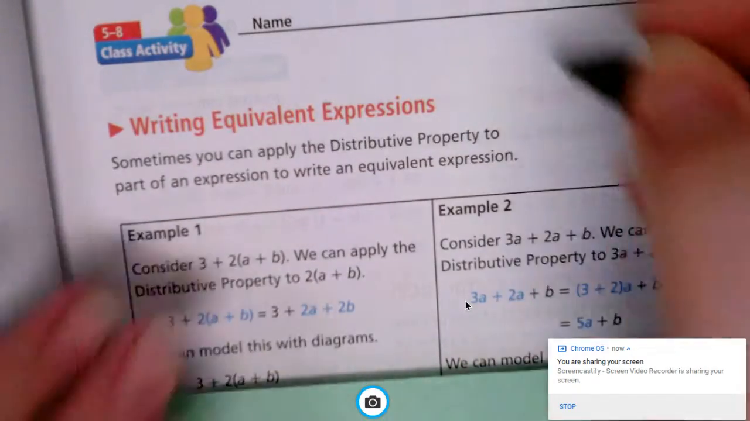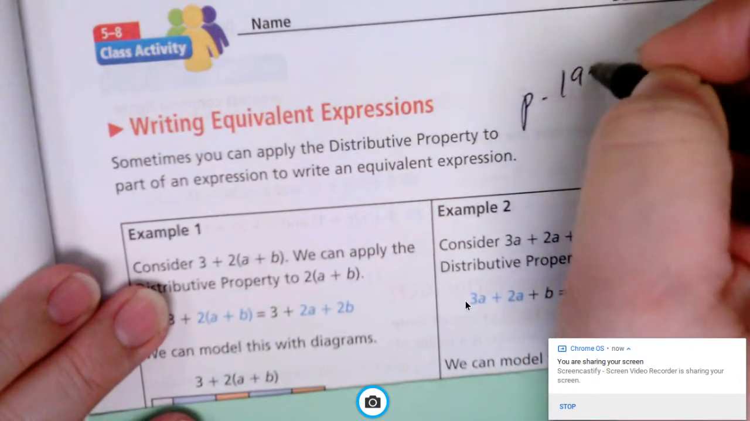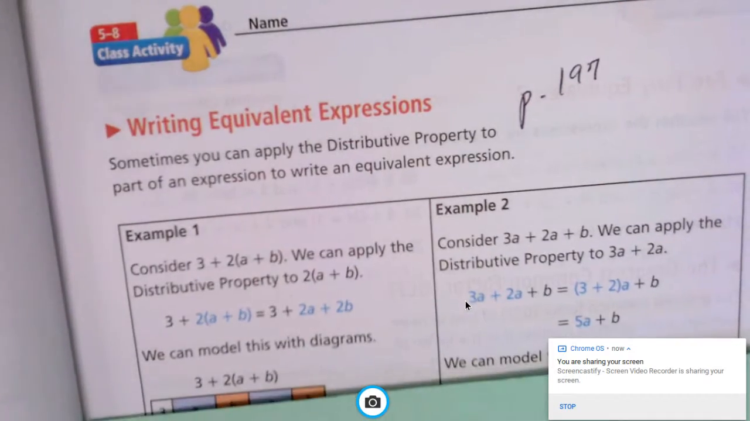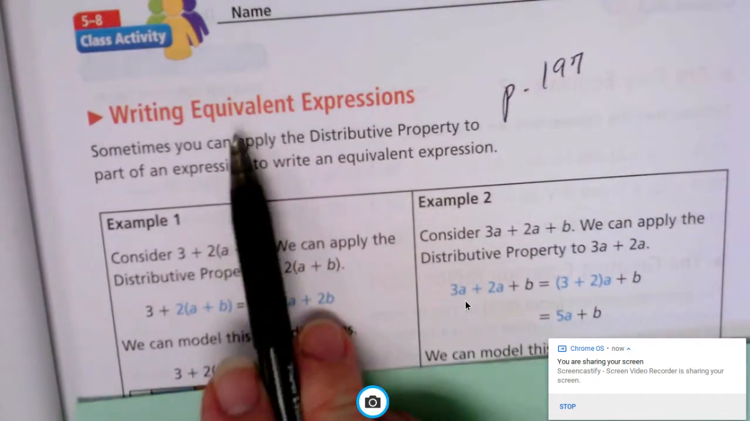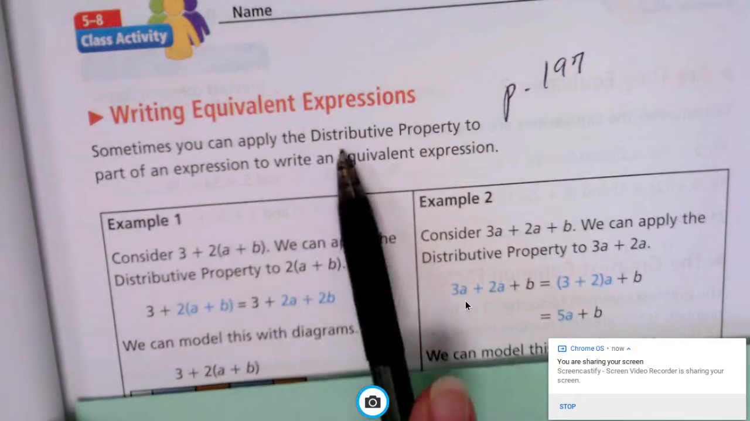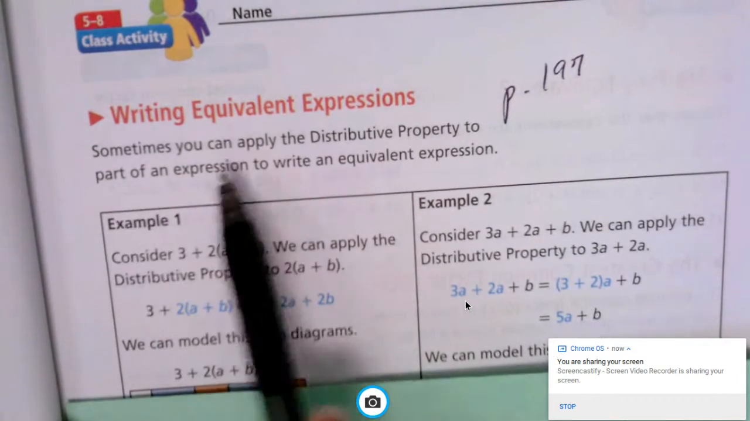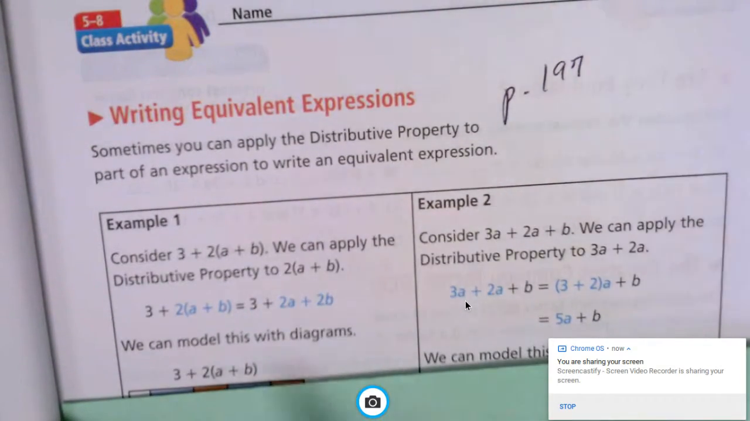Let's take a look at page 197. Still dealing with the distributive property. We're going to write equivalent expressions. So sometimes you can apply the distributive property to part of an expression to write an equivalent expression.